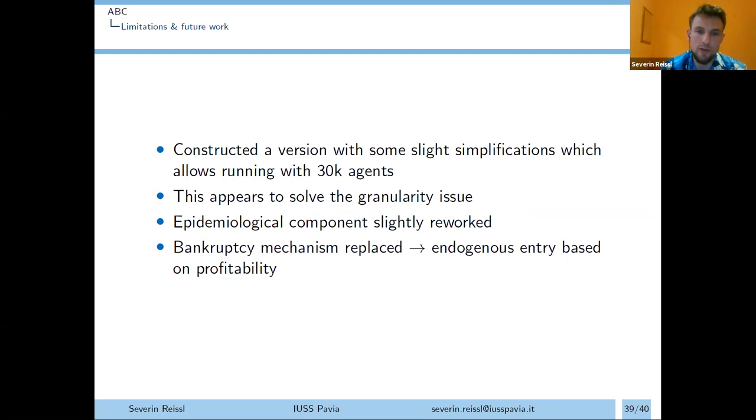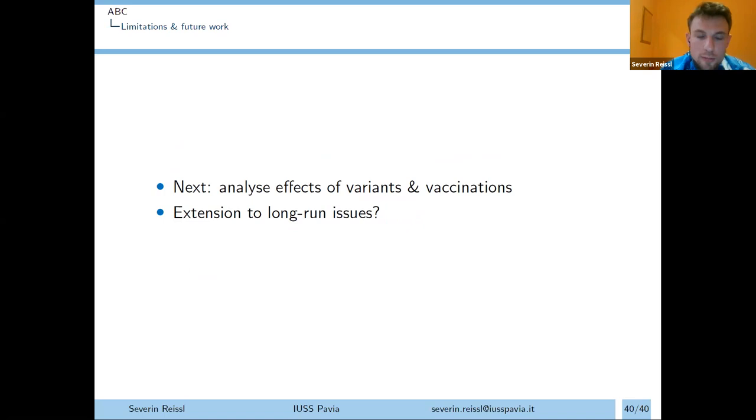And what do we want to do with this extended version of the model? The first thing we want to do is something that can be done in a relatively simple fashion, namely to analyze the effects of variants of the virus and of vaccination, similar to what the group from Bielefeld has done with their model in the most updated version.